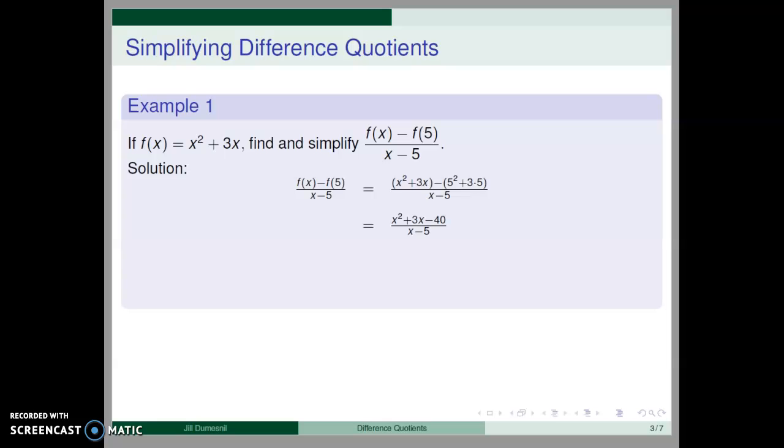Note that this trinomial in the numerator factors. X squared plus 3x minus 40 is equal to the quantity x plus 8 times the quantity x minus 5. We can then cancel the factors of x minus 5 to get x plus 8.